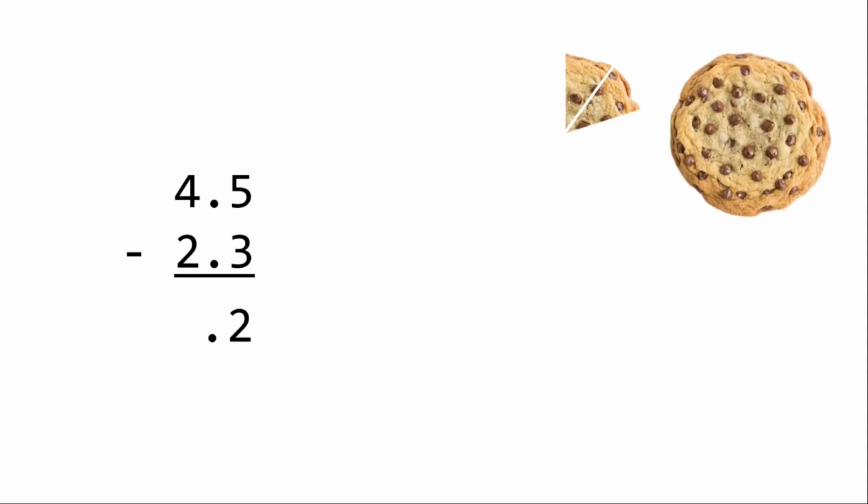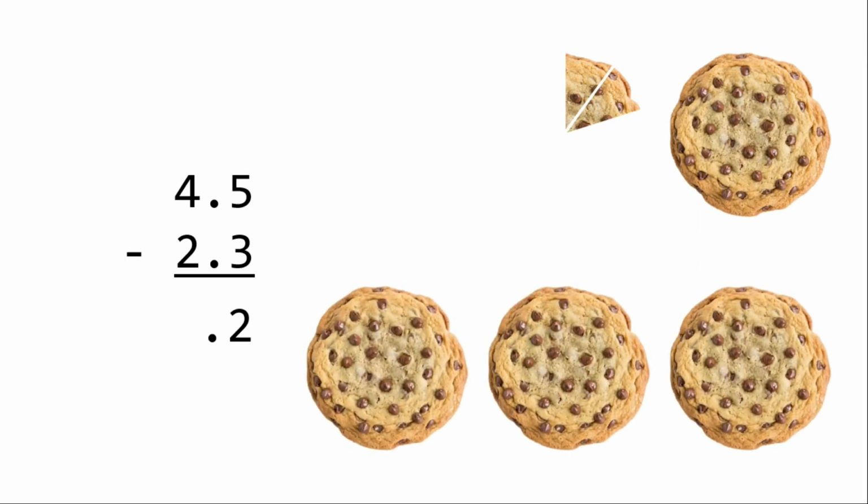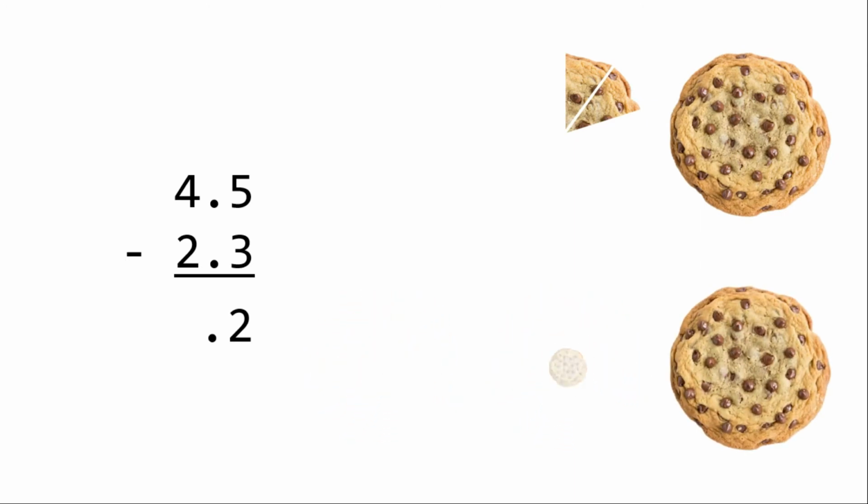Here I have 4.5, and I have 2.3, and I've lined up the decimal point, as you can see. Let's start by subtracting the tenths. We have 5 tenths, 1, 2, 3, 4, 5, and we're going to take away 3. 1, 2, 3. We have 2 left, so 2 tenths. Now let's subtract the wholes. You have 4 whole cookies, 1, 2, 3, 4, and we take away 2. 1, 2. So how many whole cookies do we have left? 2. So our total number is 2.2, or 2 and 2 tenths, which is what we have in the cookie picture.